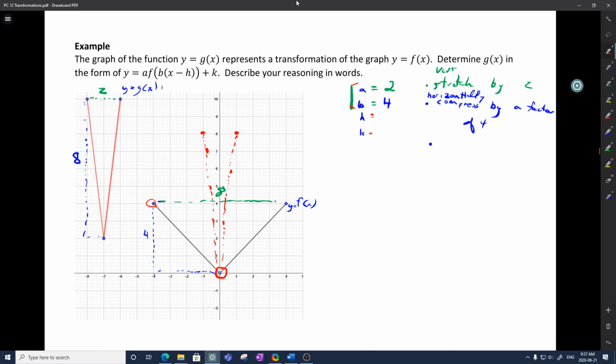So how do I get this into that? Well, I would simply move 1, 2, 3, 4, 5, 6, 7, 7 over to the left. So H is -7. And I would move 1, 2 up. K is equal to 2. So describe your reasoning in words. You can simply say I would move my transformed graph 7 units over to the left and 2 units up. You could describe the transformations.